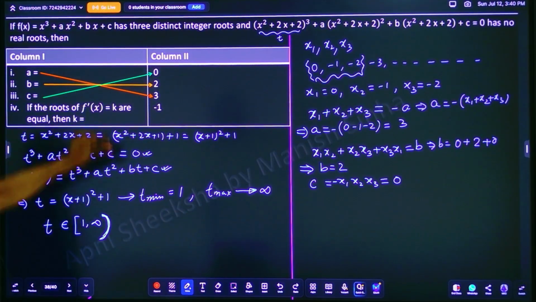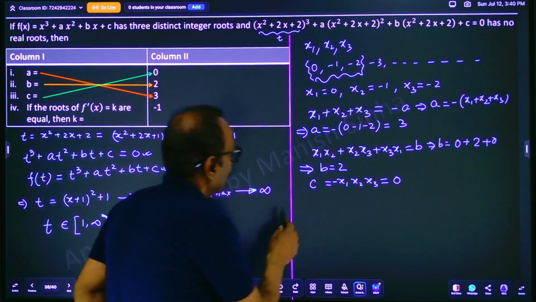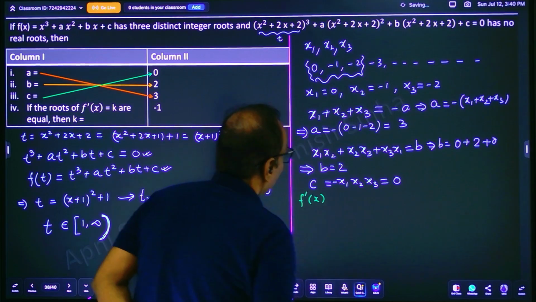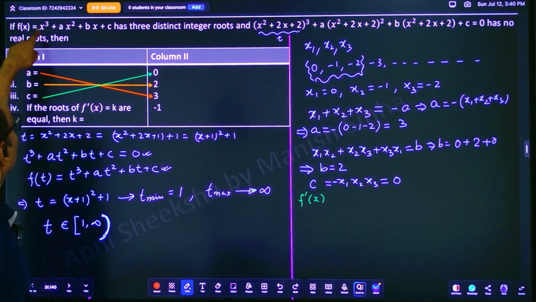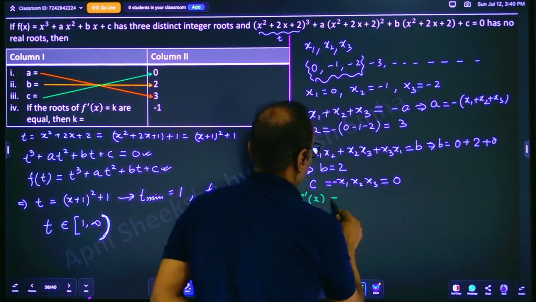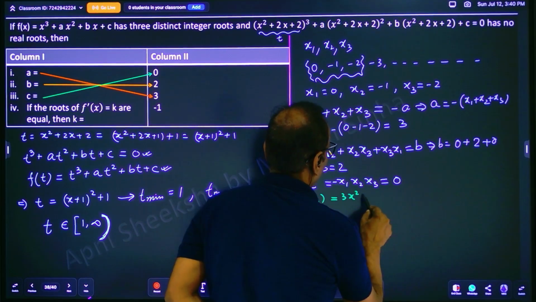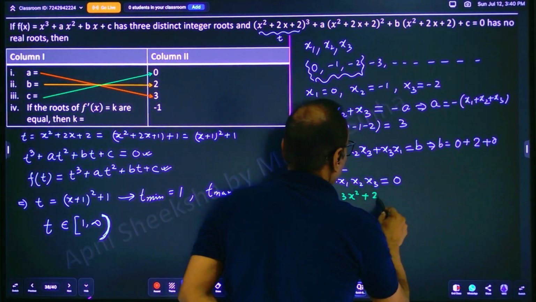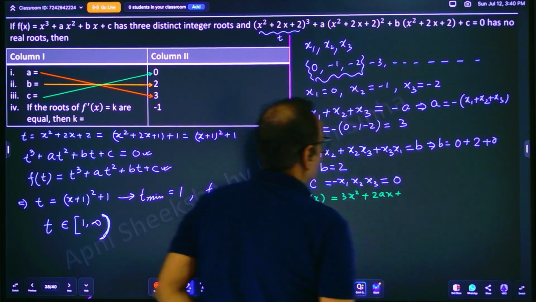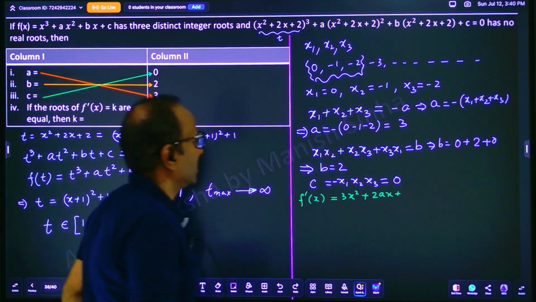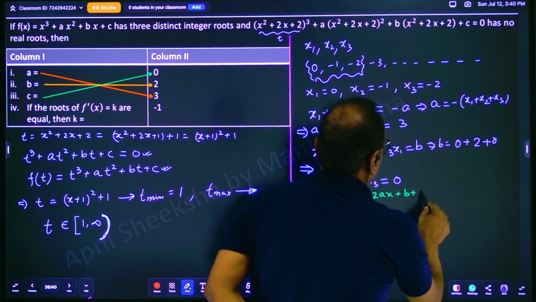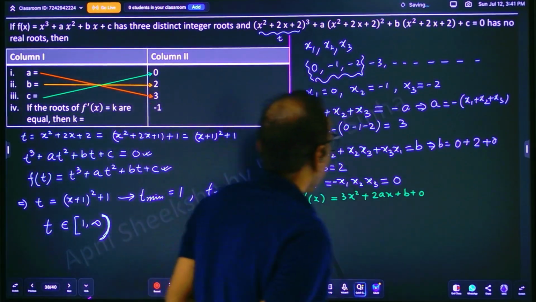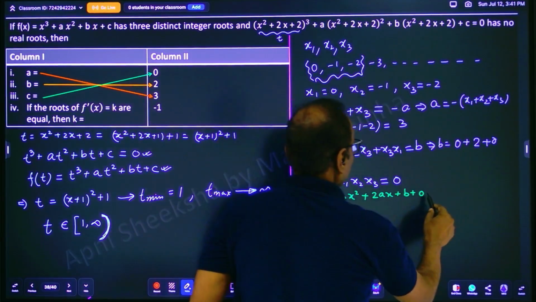If the roots of f dash x is equal to k. So first we should differentiate the function f, that is f dash x, 3x square plus 2ax plus b. So your function becomes this.